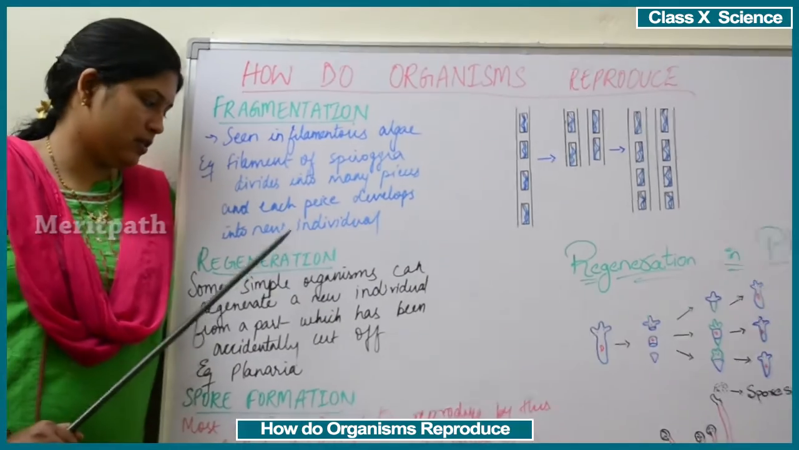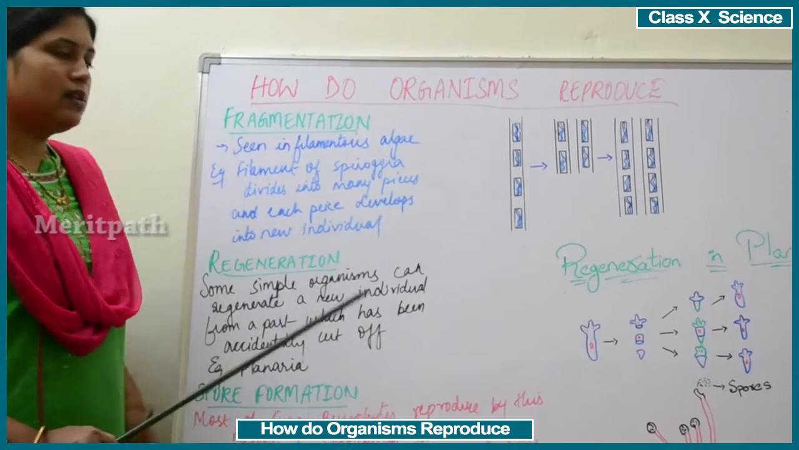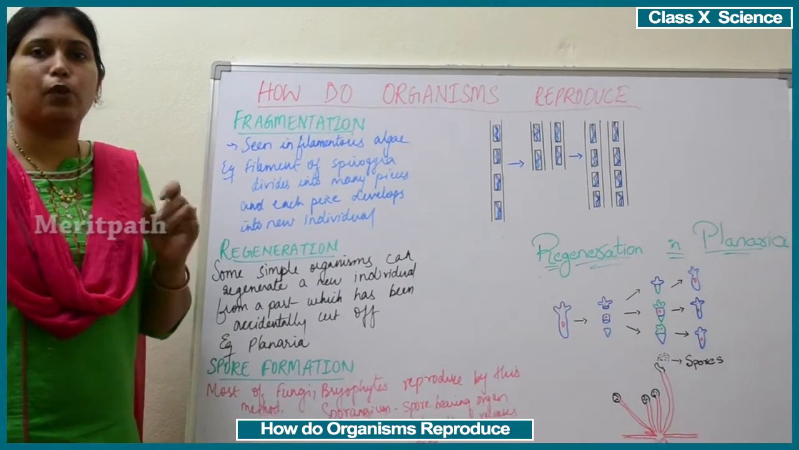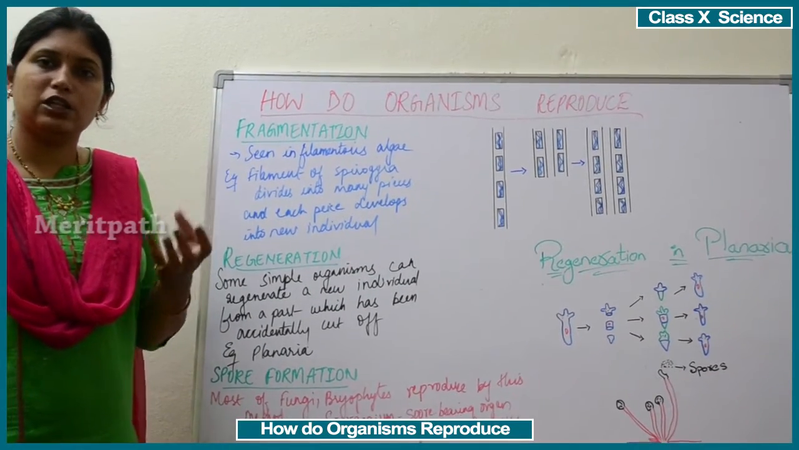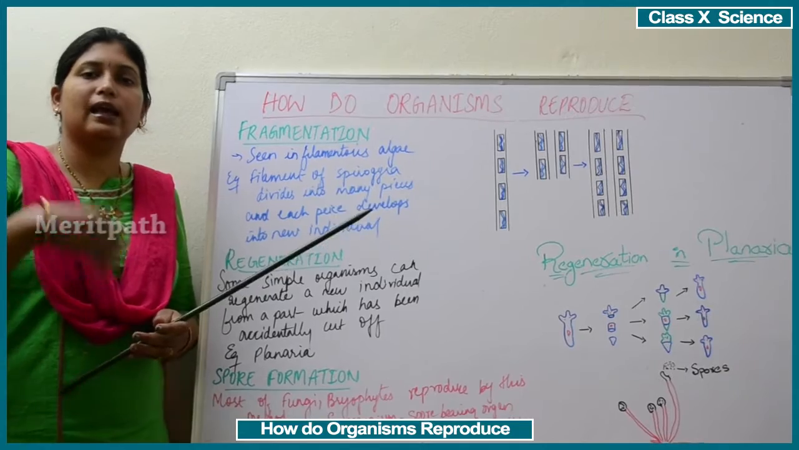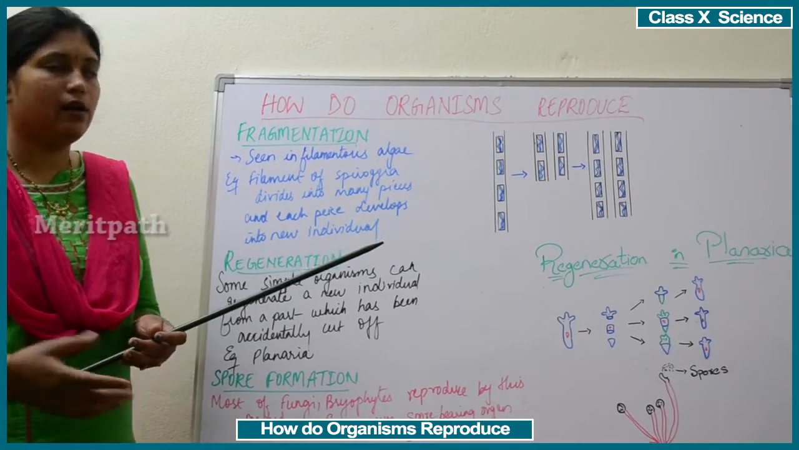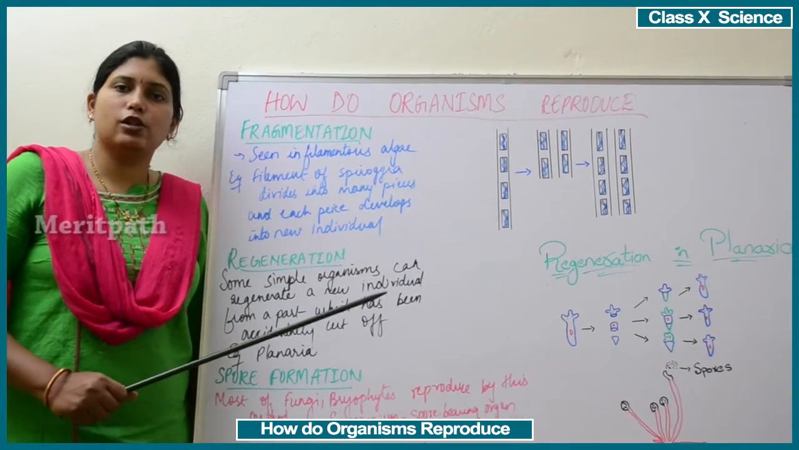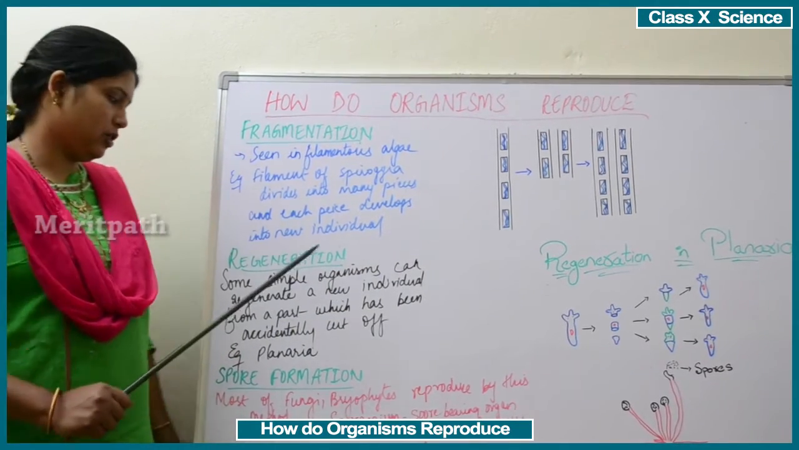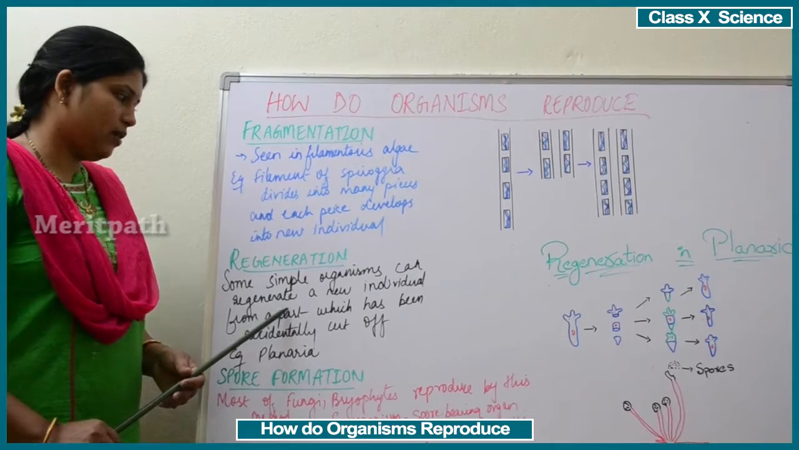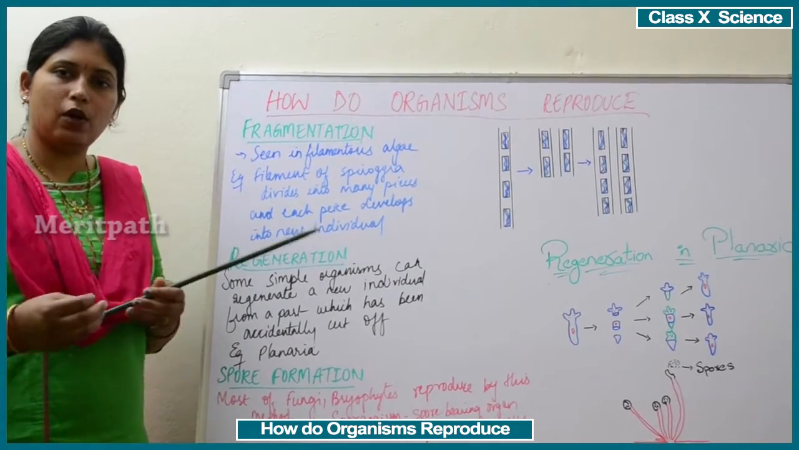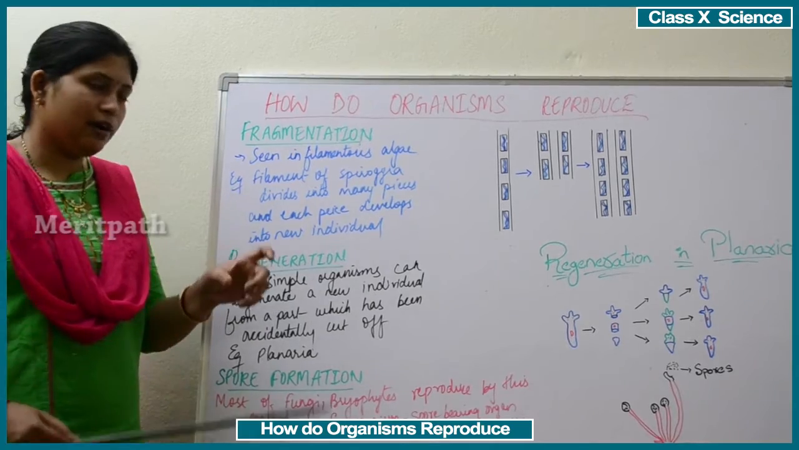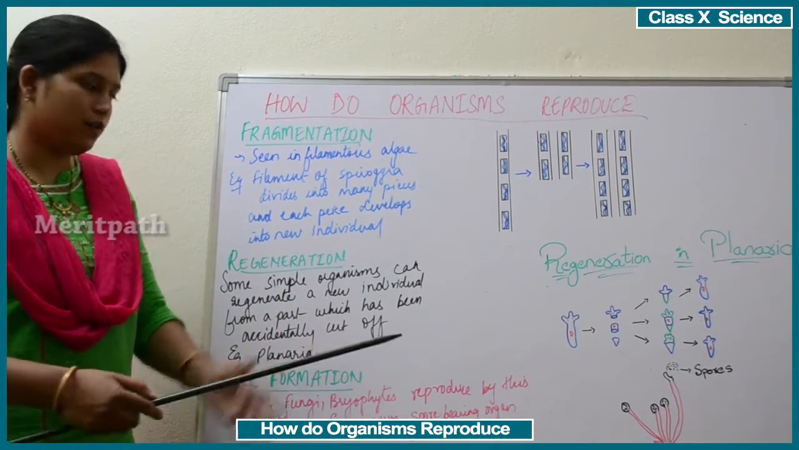The next method is regeneration. In this type of reproduction, suppose accidentally any part of the body is cut. Each part of the body which is cut again develops into a new individual, right? So that type of reproduction is known as regeneration. It is also an asexual mode of reproduction. Simple organisms can produce a new individual from a part which has been accidentally cut from the body.